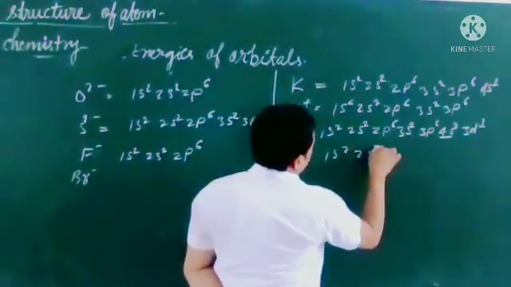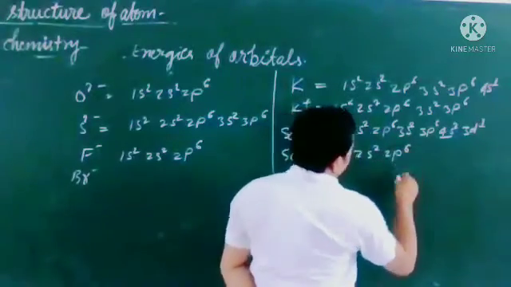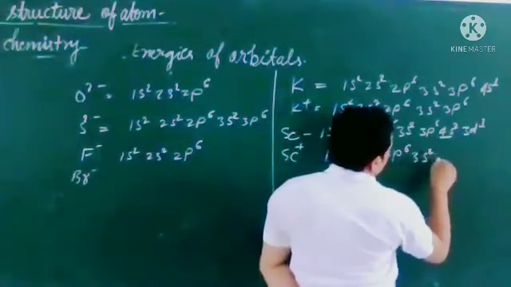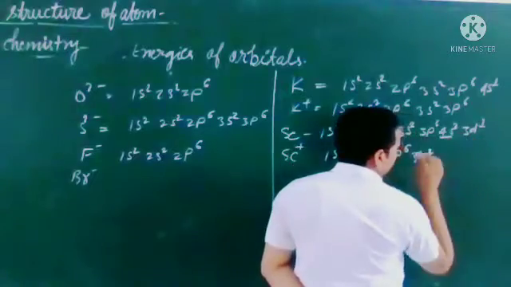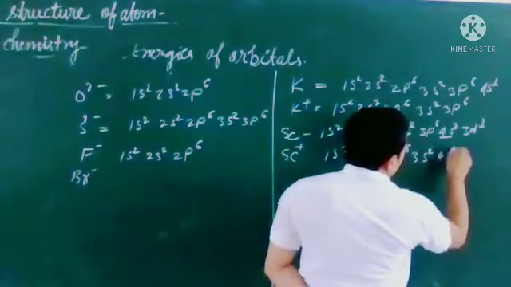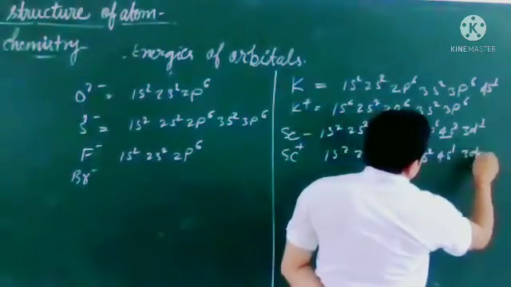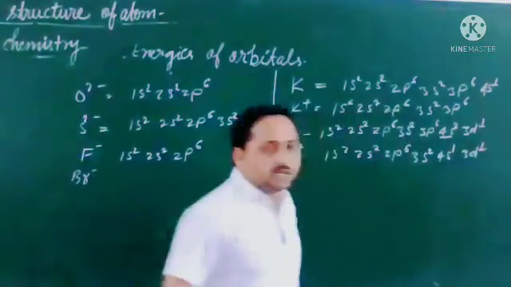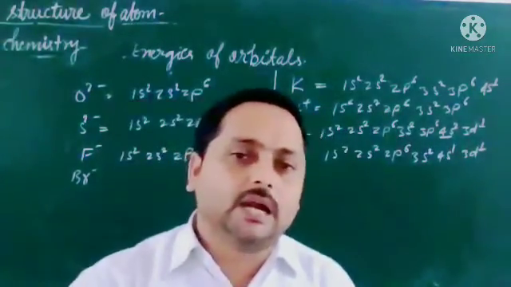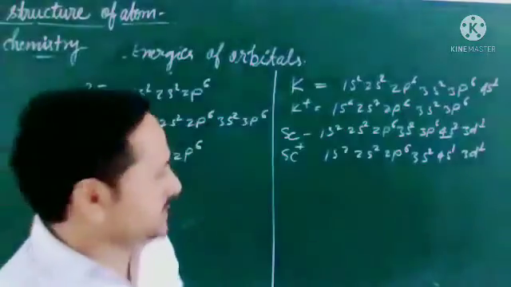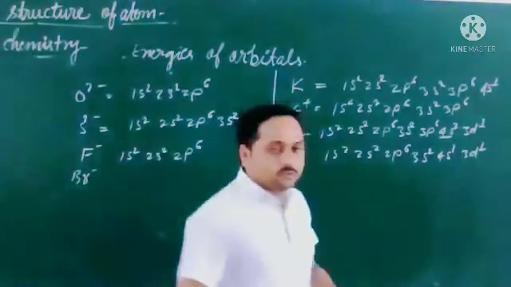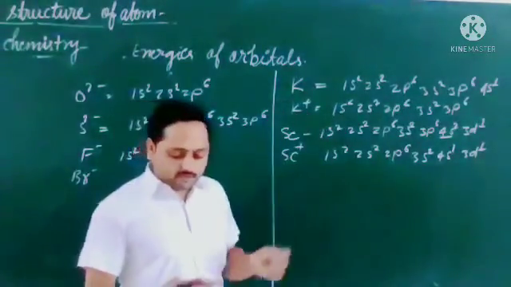So the correct electronic configuration will be 1s2, 2s2, 2p6, 3s2, 3p6 and 3d1. This is the correct electronic configuration of scandium ion, and many students did this wrongly here. So I thought it is better to explain this, okay?